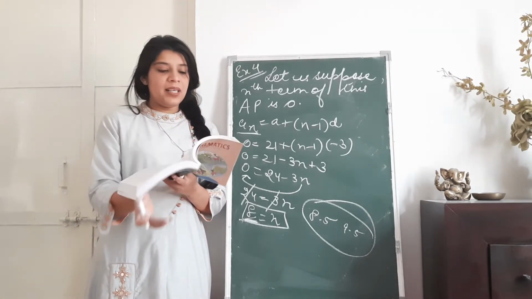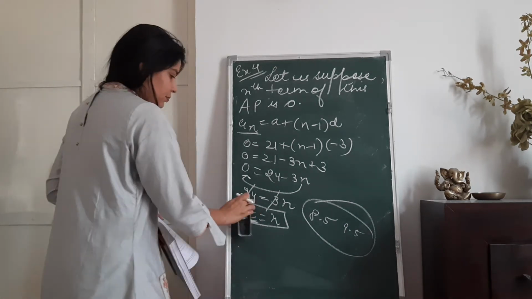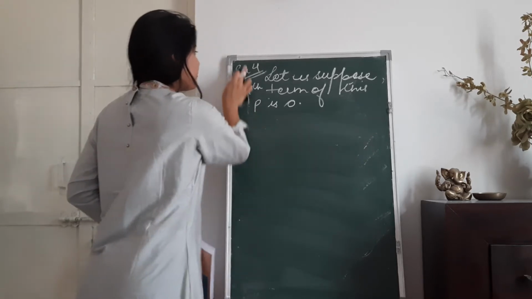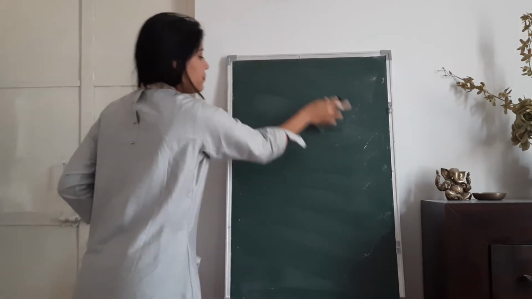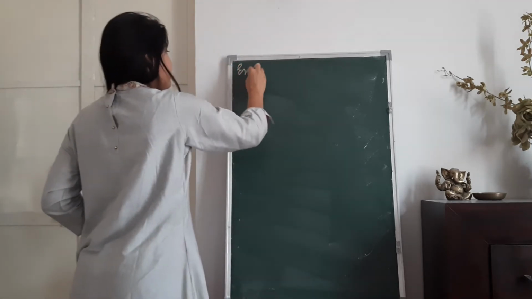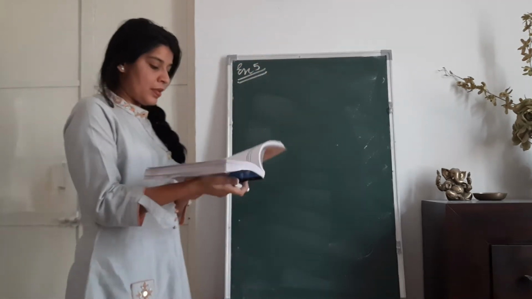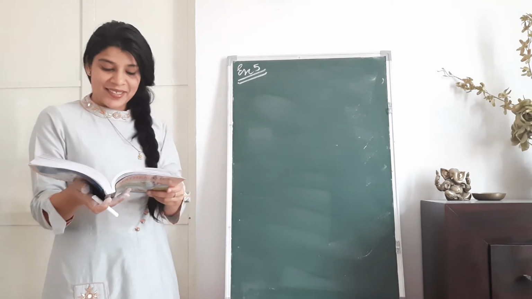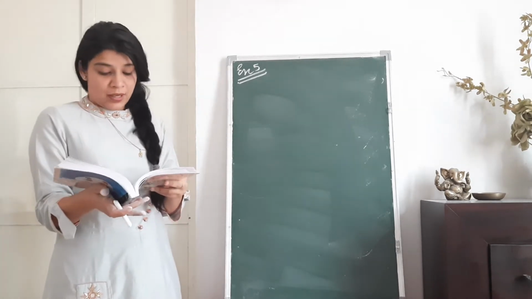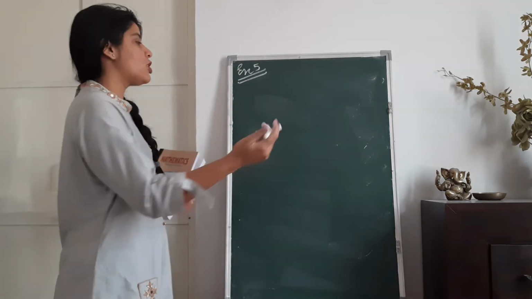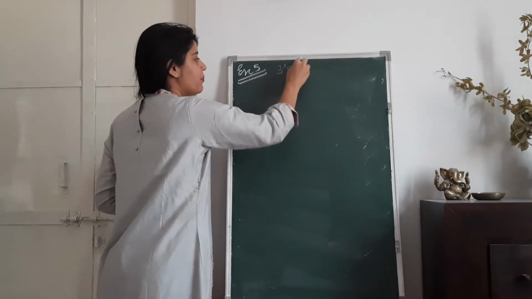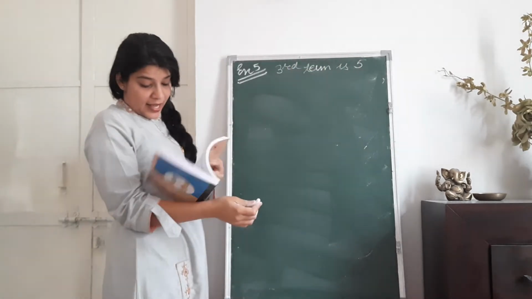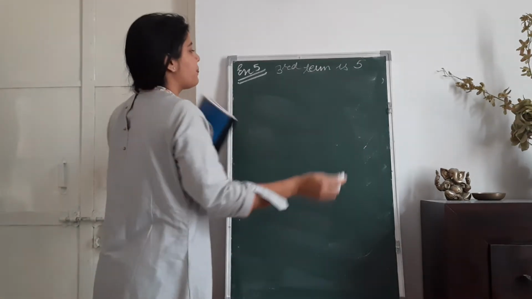Let's move on to the next example. Example 5. Determine the AP whose 3rd term is 5 and 7th term is 9. Very interesting question. So now they are saying that you have to determine an AP whose 3rd term is 5 and 7th term is 9.